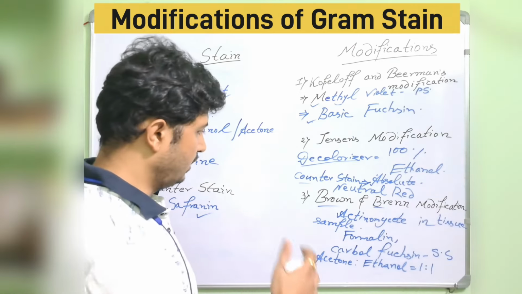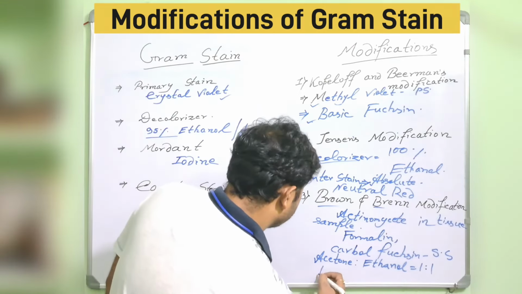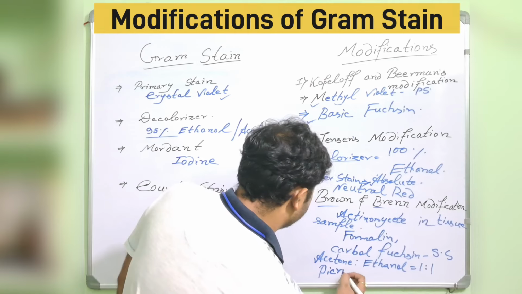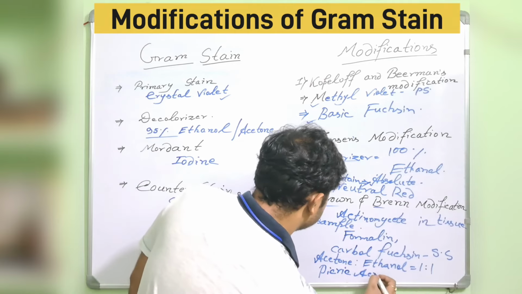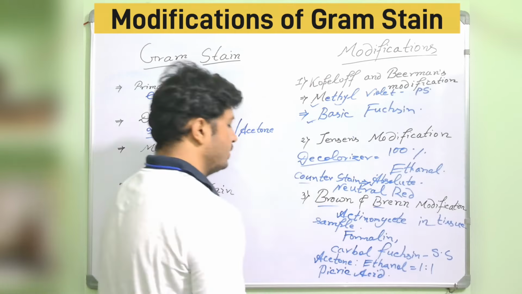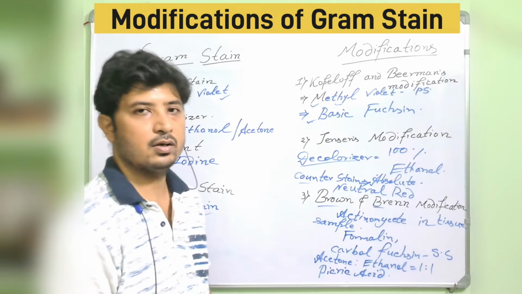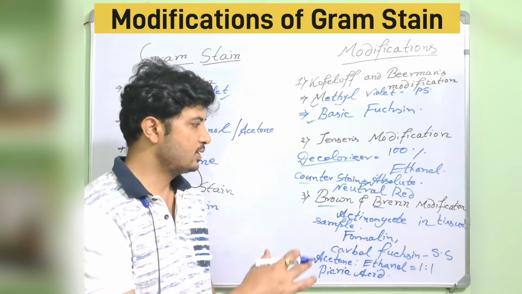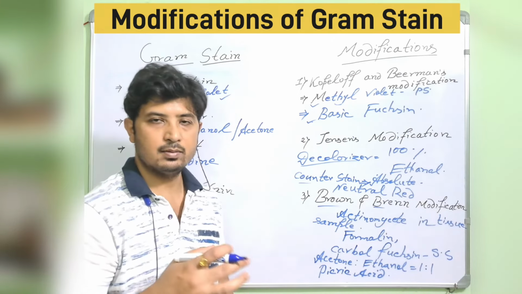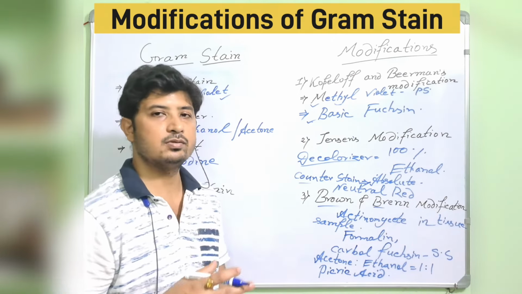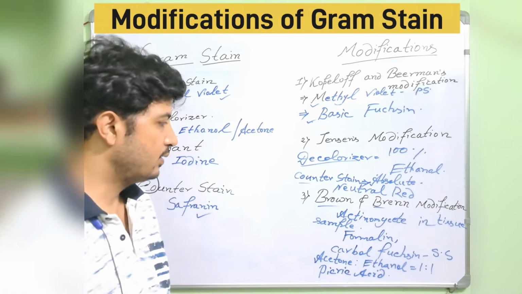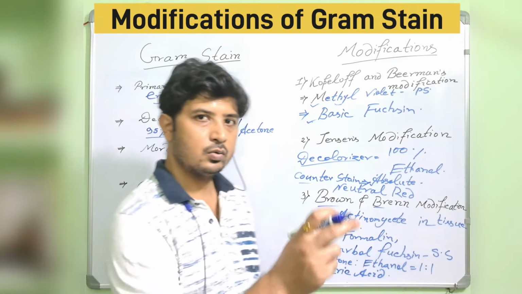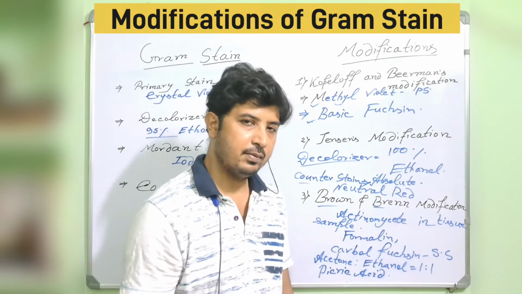So here another compound is also used, that is picric acid. Picric acid is mixed with the ethanol during decolorization. So this is a complex technique. The Brown and Brenn modification is a little bit complex as it is applied to the tissue samples, and there are some processes, the total steps I have not described here.